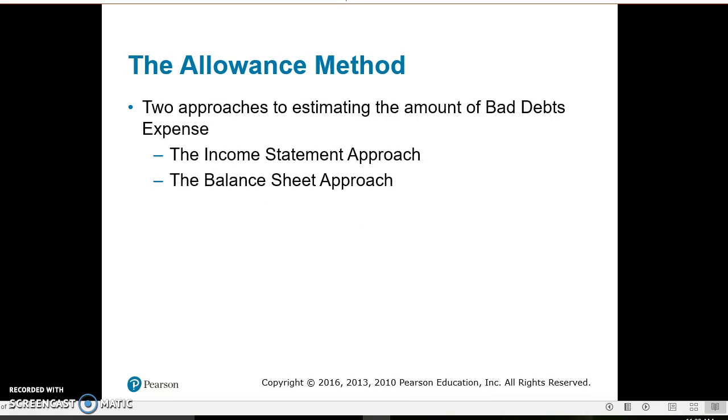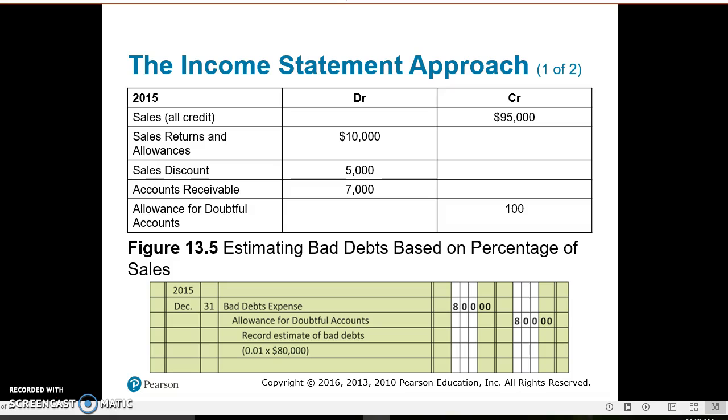We also have what's called the allowance method. So we're talking about bad debt expense. We have the expense method and we also have the allowance method. With the allowance method, we have the income statement approach and the balance sheet approach. We've already talked about the income statement approach. The balance sheet approach focuses on sales. So a certain percentage of sales is going to be uncollectible. So in this example from 2015, they said $100 was going to be uncollectible.